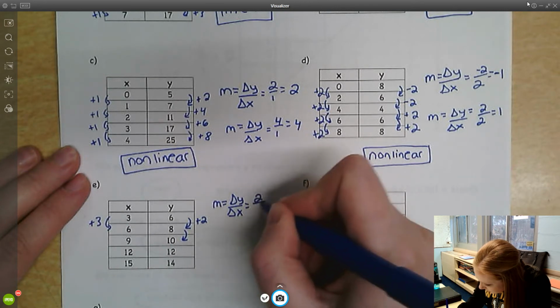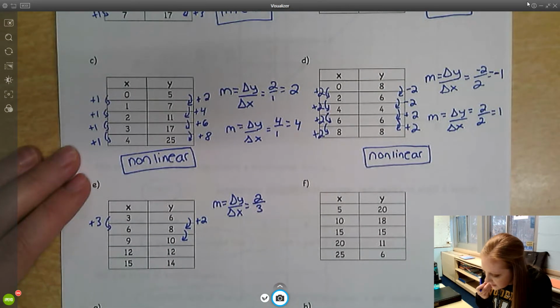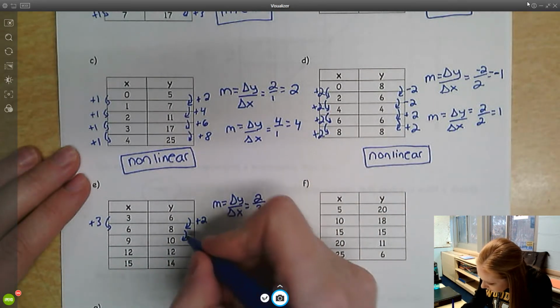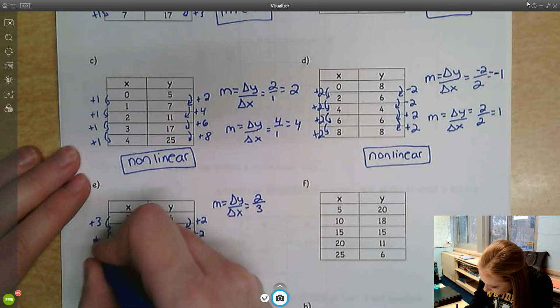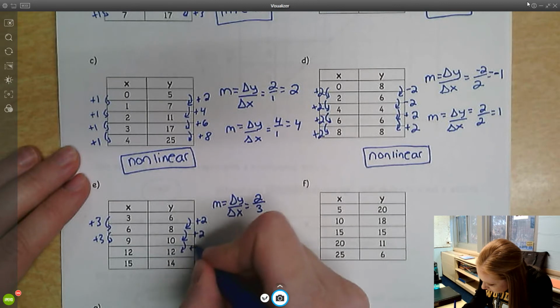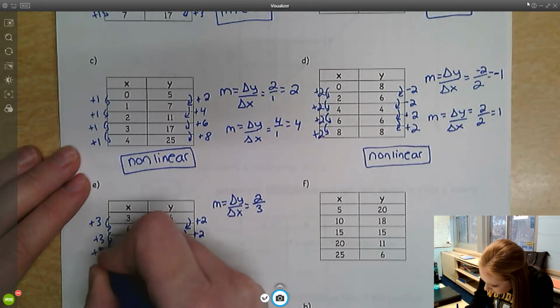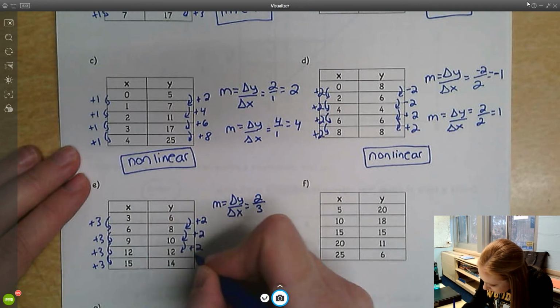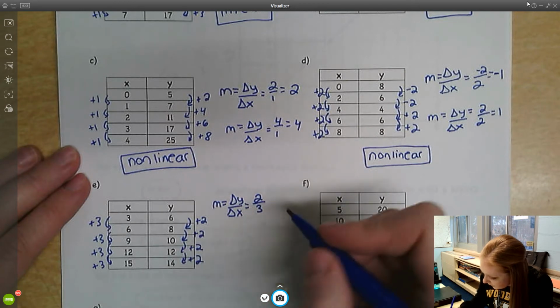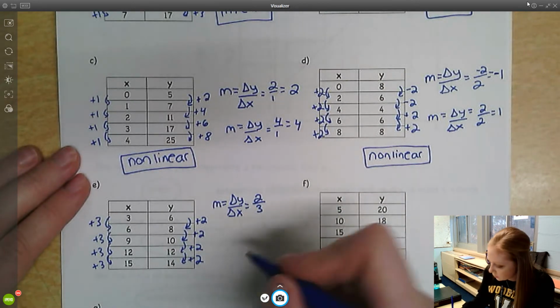Change in y up 2, change in x up 3. So 2/3. Let's see if it's still 2/3. Up 2, up 3. Up 2, up 3. Up 2, up 3. So it's always going to be 2 over 3, so this is linear.